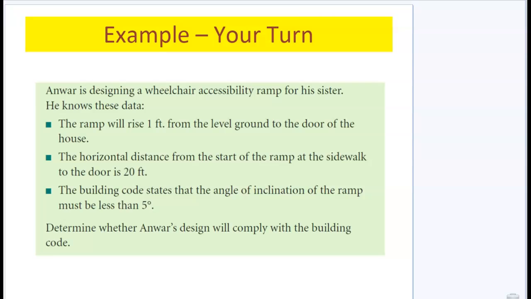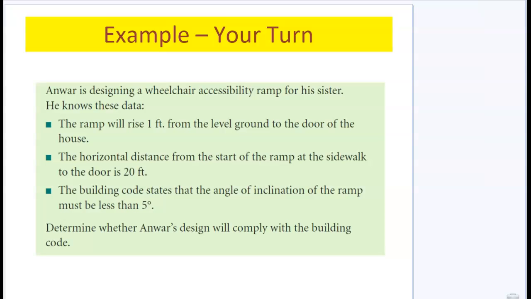All right, in the second example, I'm going to ask you to pause the video and see if you can set this one up and give it a try. Okay, I'm hoping you had time to look at this problem. And again, we'll need a diagram, so I'm just going to insert a new page here.